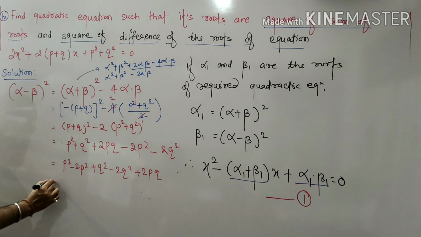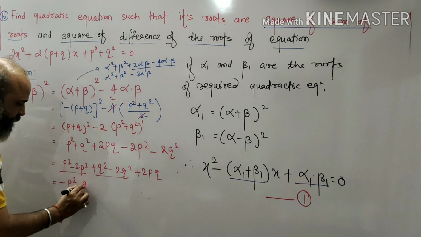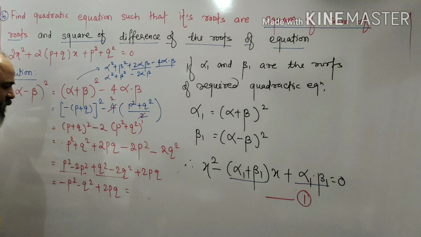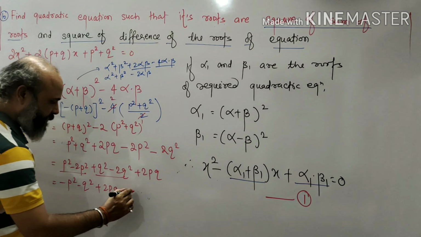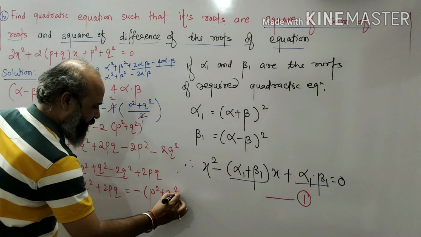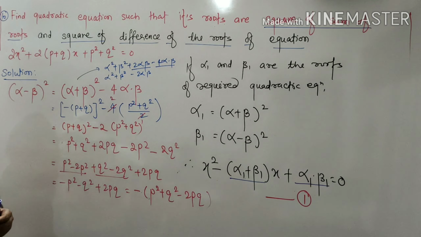So this will be minus p square, minus q square, and plus 2pq. Now take minus common. Take the negative sign as common. So you will get p square plus q square minus 2pq. Okay, student. You will take minus as common, so you will get p square plus q square minus 2pq.